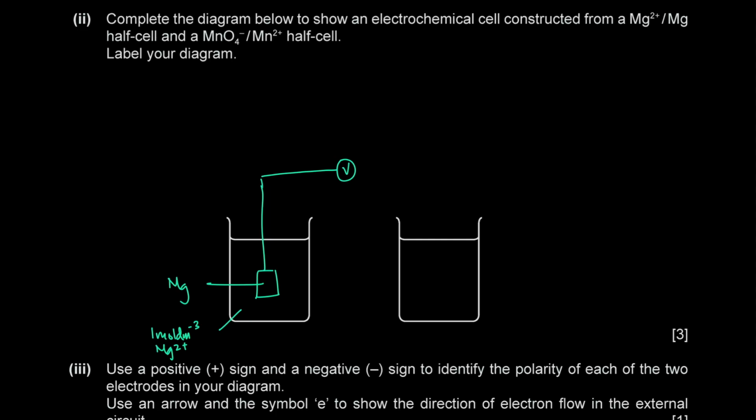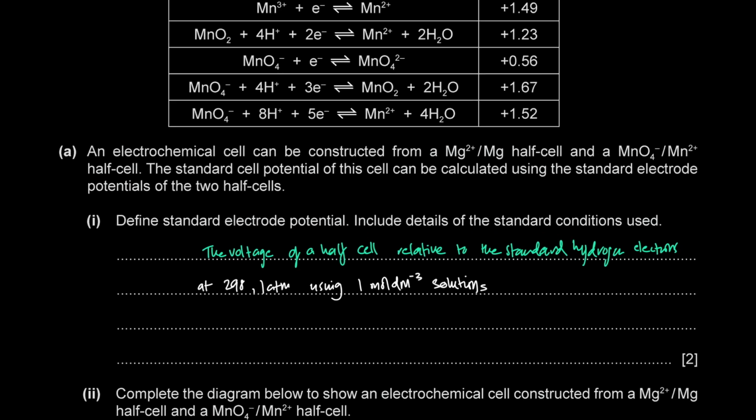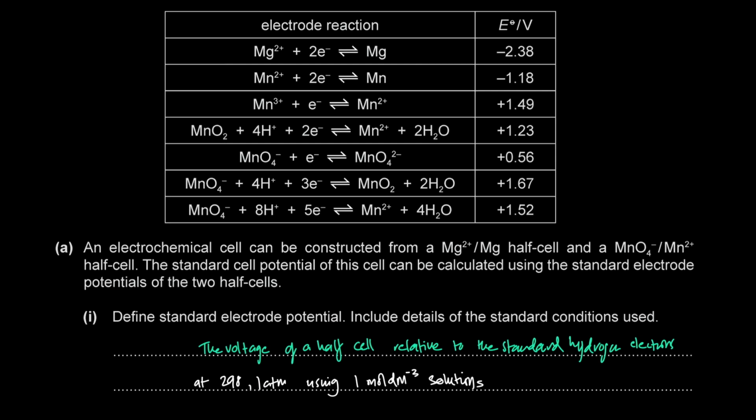Now when we talk about the second half cell, the manganate 7 and Mn2+ half cell, what should the electrode be made of? In this equilibrium, with MnO4- and Mn2+, there are no solid metals present. It's only ions. So the electrode has to be an inert metal. We're going to use platinum. It has to be an inert substance; sometimes we use graphite as well. We're going to use platinum.